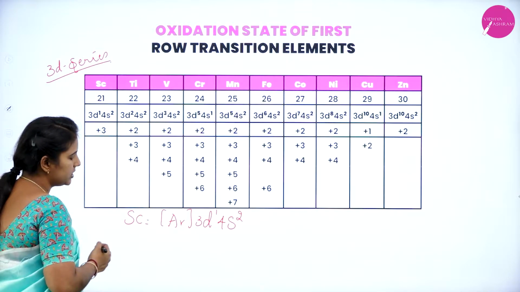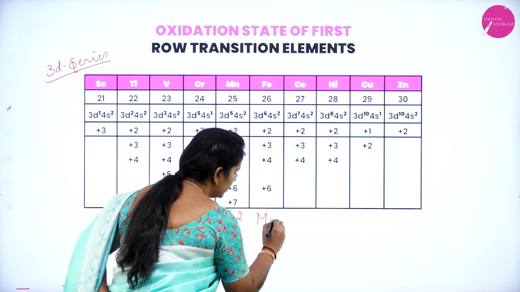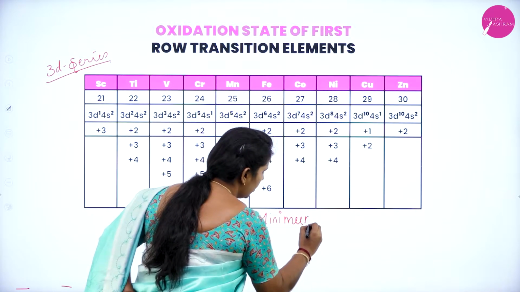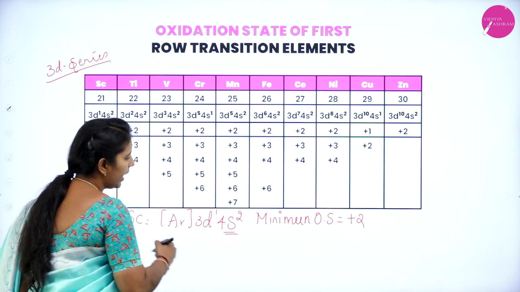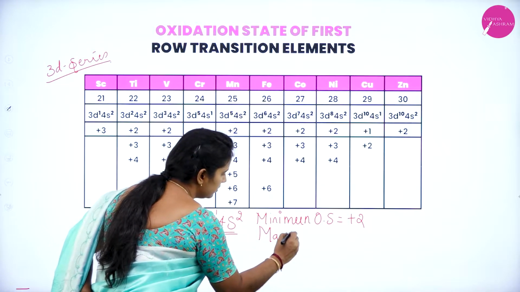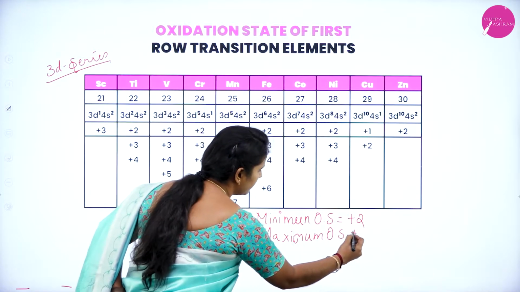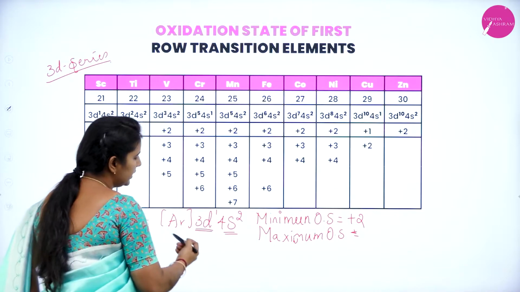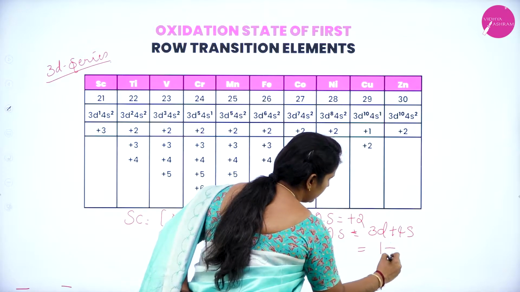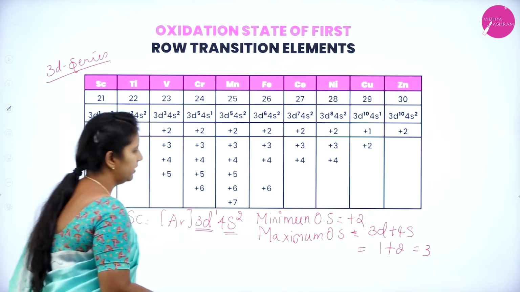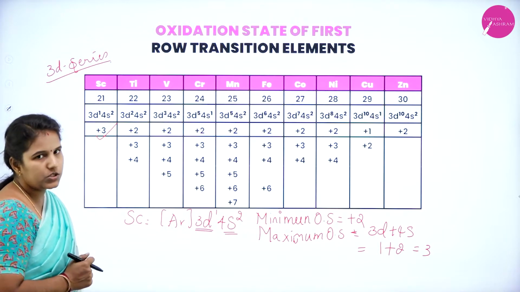How is the minimum oxidation state obtained? It is nothing but the number of electrons present in the 4s. So the minimum oxidation state is +2, because 2 electrons are there, and the maximum oxidation state is obtained by adding the number of electrons in the 3d plus 4s. How many electrons will be there? 1 plus 2, it is 3. So it shows a +3 oxidation state or a +2 oxidation state.